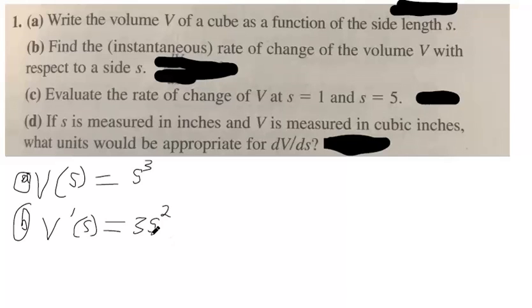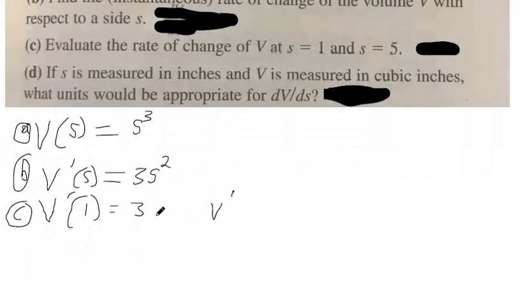That's the derivative. Part C: evaluate the rate of change of V at s equals 1 and s equals 5. So part C just wants us to plug in both of those. The rate of change of V at s equals 1, so we're just plugging 1 into the derivative. If I do that, 1 squared is 1, 1 times 3 is 3.